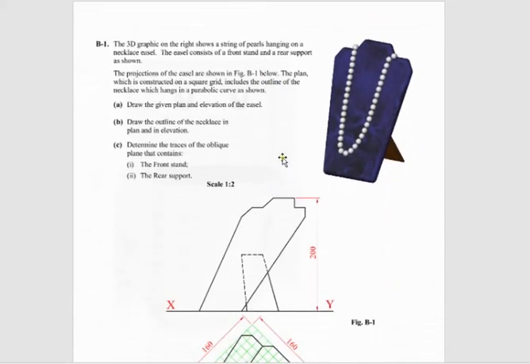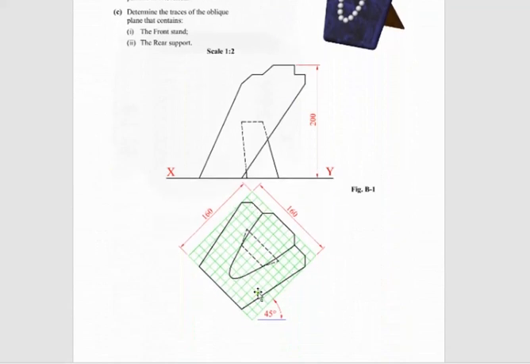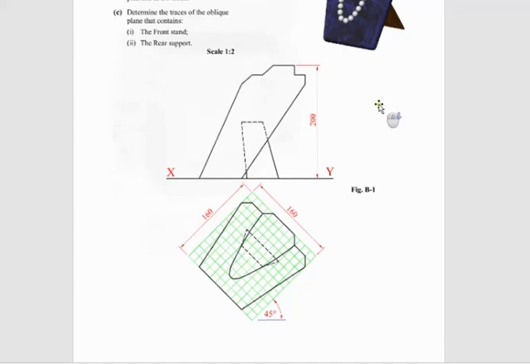The next one here we've looked at already. Again, quite an easy question. Set this up in plan first, then bring our points up to elevation, and then the next thing is the two traces. So traces for the front stand and traces for the rear support.